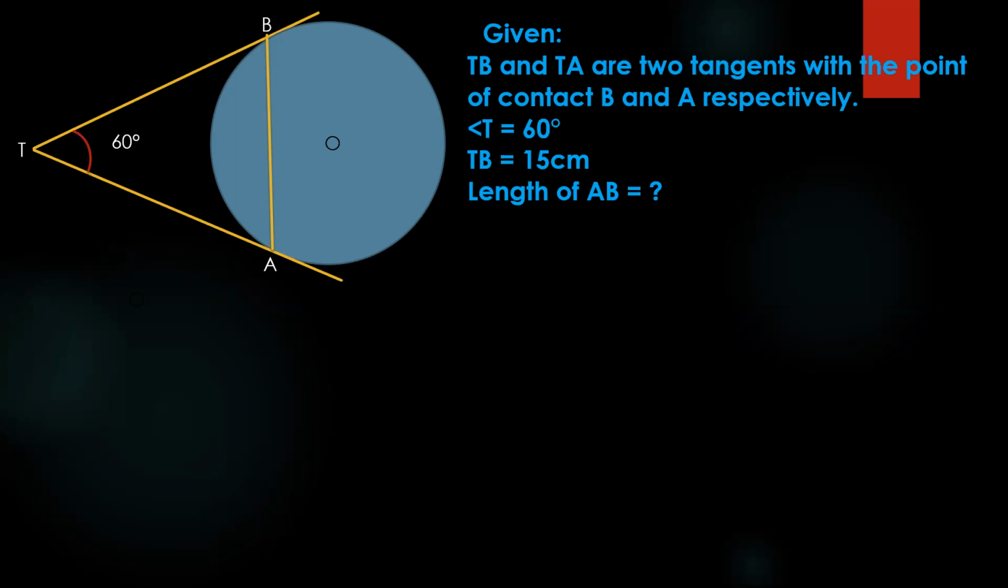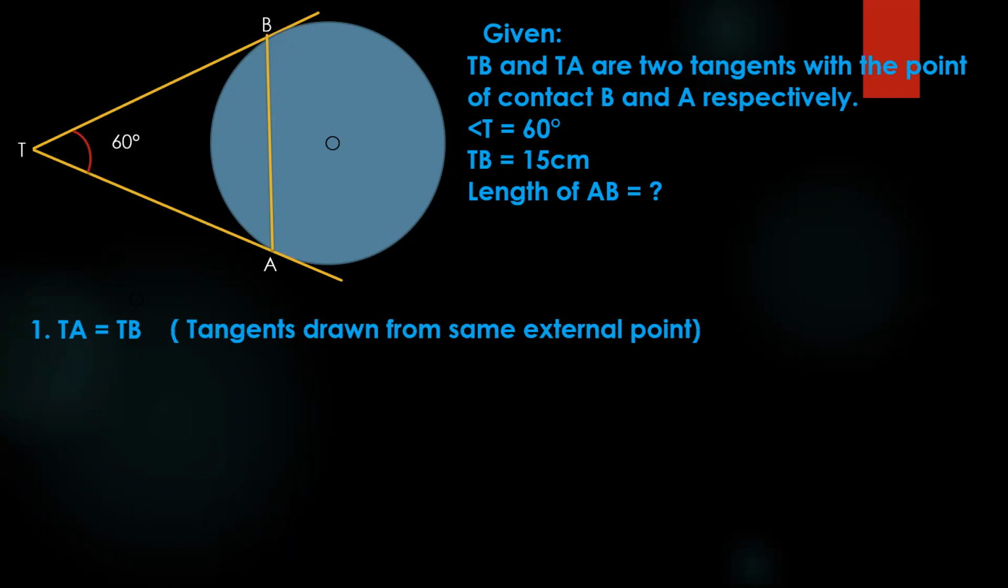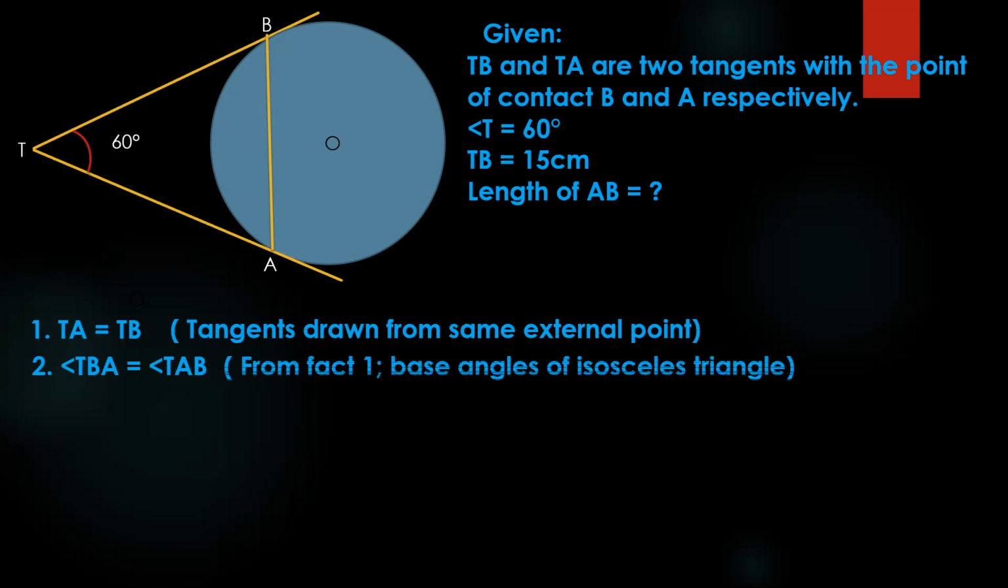Since the tangents are drawn from the same external point, we can use the property of the tangent here. Now we can say TA is equal to TB because tangents are drawn from the same external point, that is T, right? Now since TA is equal to TB, we can say TAB is an isosceles triangle. Okay, now we can use here angle TBA is equal to angle TAB. Why? Because from fact 1, base angles of an isosceles triangle.